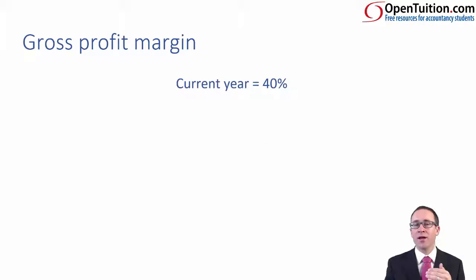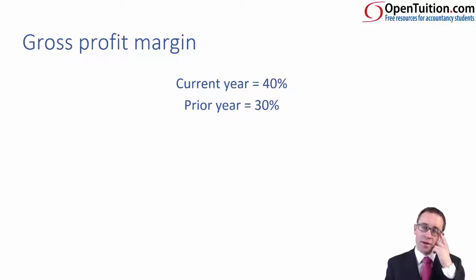So let's just say that in the current year, you've worked out your gross profit margin to be 40%. Okay, so you're making 40 cents for every $1 of sale. In the prior year, let's just say it was 30%. So you're making 30 cents on every $1 of sales in the previous year. So has your performance got better or worse? Yeah, it's got better, hasn't it? We're generating more per dollar of sale than what we were last year.